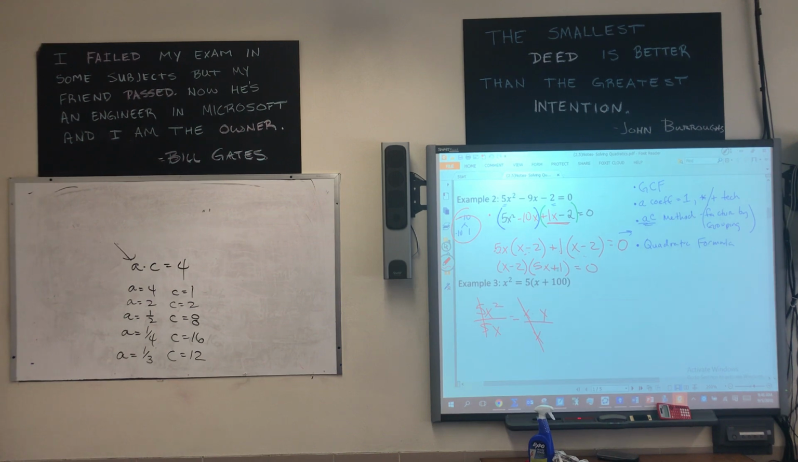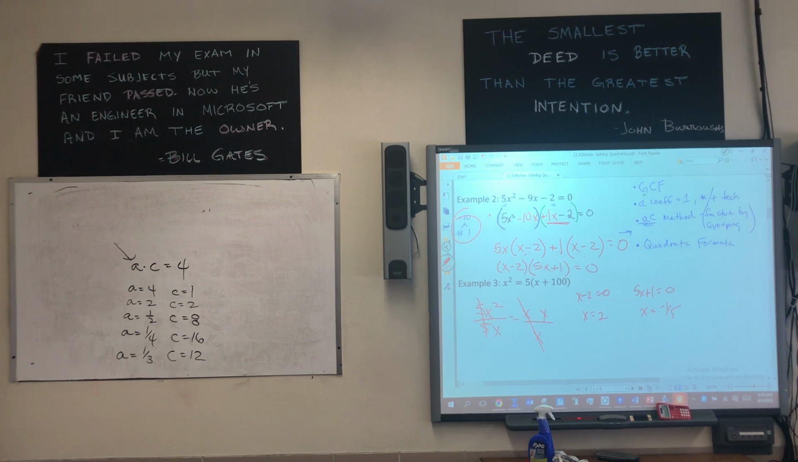Now we've got the zero product property. We can say x minus 2 equals 0, and we can say 5x plus 1 equals 0. So x is 2, and x is negative 1/5. Is that all right? Okay.